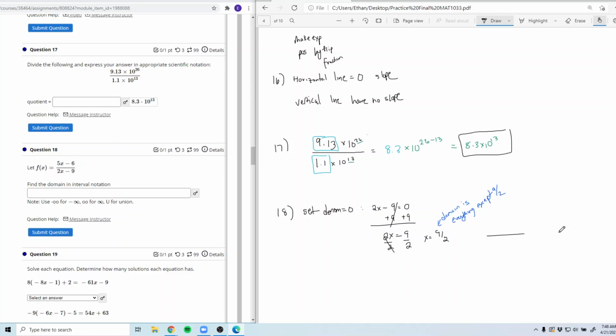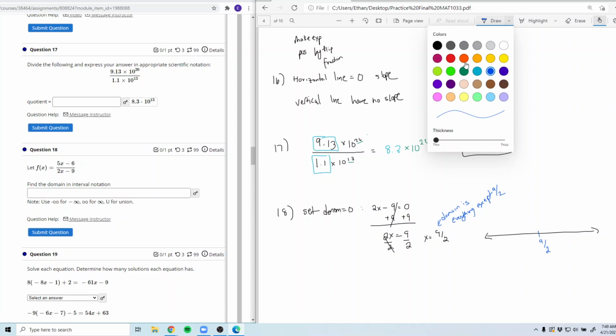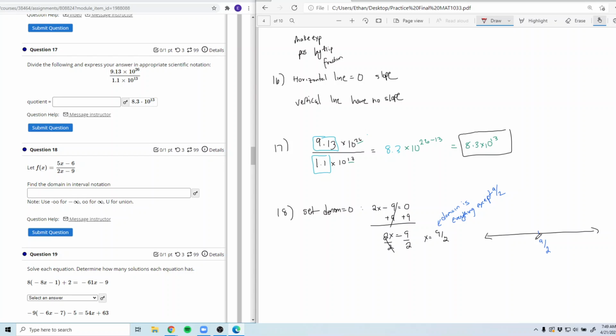How do we convert it to interval notation? Because that's what we want. Well, what I'd like to do is go ahead and make a number line with that number, 9 over 2. Because I want to include everything except this, I put an open circle on this because I'm not including it, but I include everything to the left and everything to the right. Now, how do I write that in interval notation?